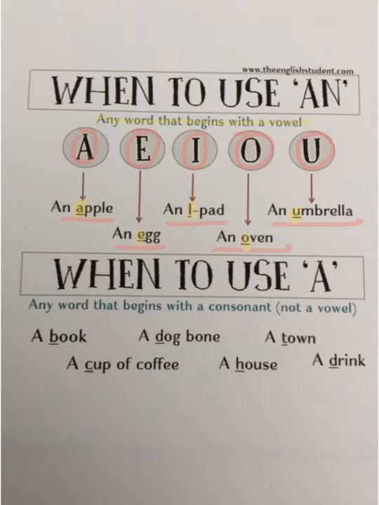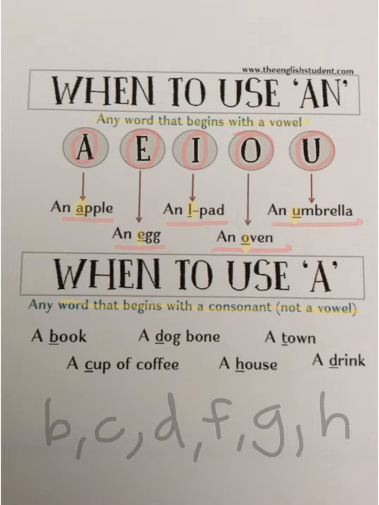Now, when do we use a? And here's our clue. Our clue is any word that begins with a consonant. So anything that's not a vowel, that might be B, C, D. Oh, not E. E is a vowel. F, G, H. Not I, because I is a vowel, and so on.